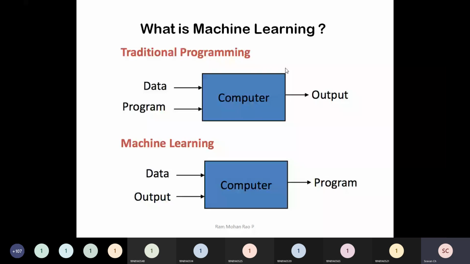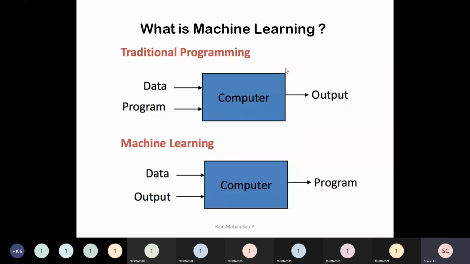If you observe traditional programming, in traditional programming we give data and program as input to the computer, and the computer generates the output. Suppose you want to find the roots of a quadratic equation: you will give A, B, C values as input, you will give the code to find the roots of the quadratic equation as the program, and the computer will calculate the roots and generate the output.